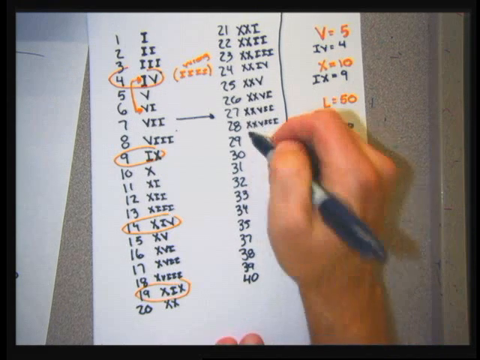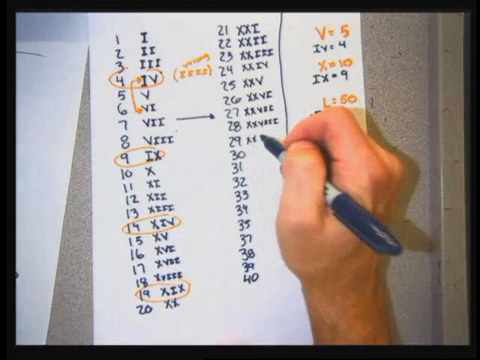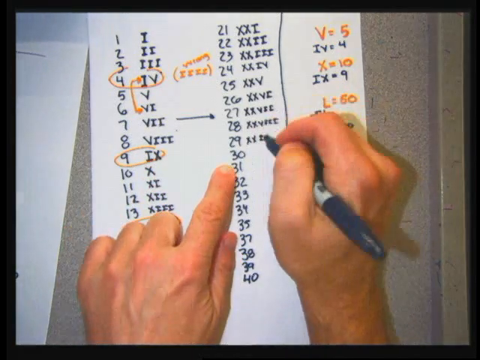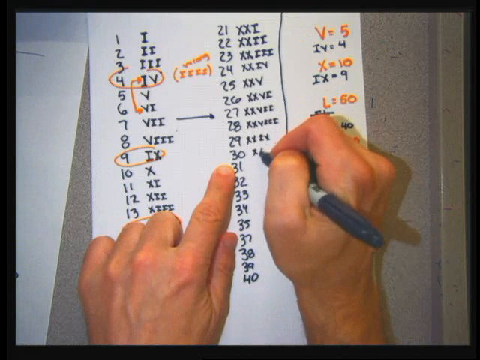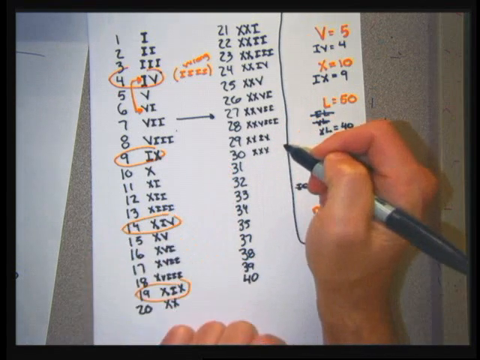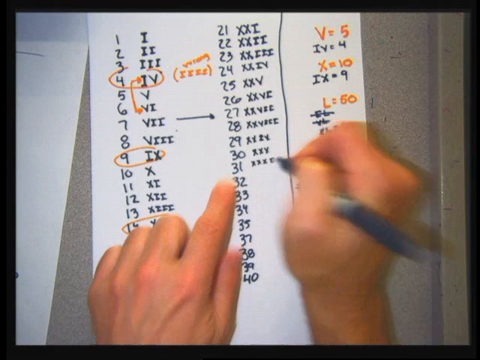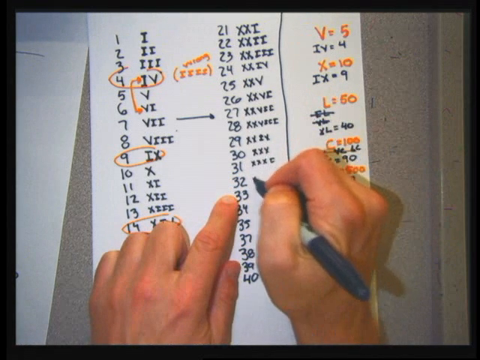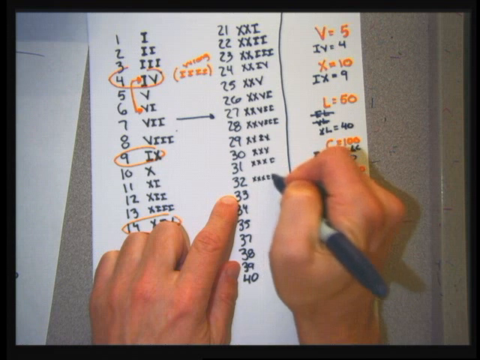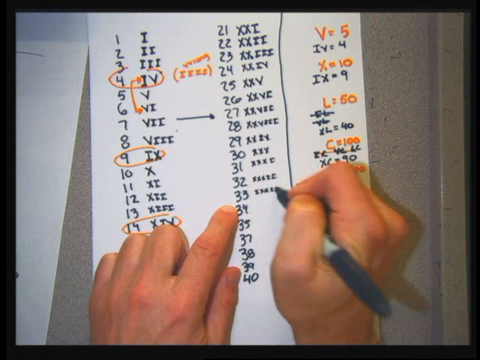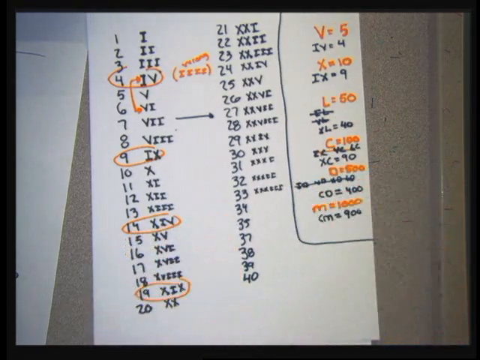29, I want 2 X's for 20, and then for the 9, I'm going to put an IX. 30, I'm going to put 3 X's. It's okay to have 3 of a kind, and 10 plus 10 plus 10 is 30. 31 is going to be XXX with a 1. 32 is going to be XXX with 2 1s. 33 is going to be XXX with 3 1s.